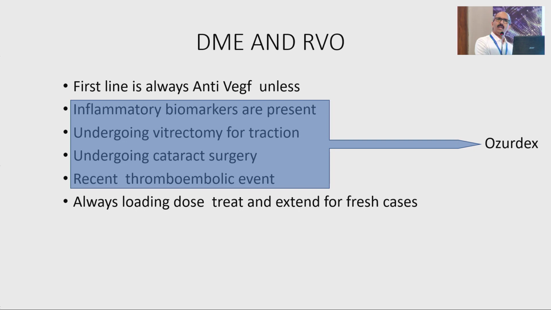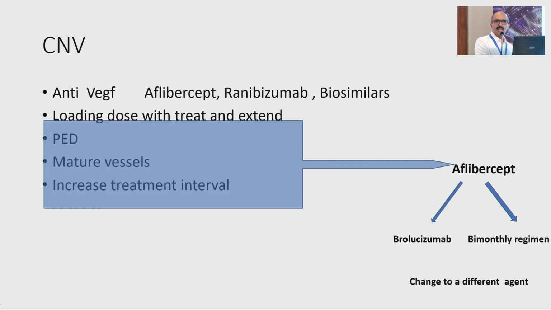For me, in DME and RVO, the first line is always anti-VEGF agents, unless there are inflammatory biomarkers, or the patient is undergoing vitrectomy or a cataract surgery along with an anti-VEGF, or has a very recent thromboembolic event. I might think of a dexamethasone implant or even triamcinolone. Nowadays, I use less and less of triamcinolone because the propensity of glaucoma is more with that. And I always do a loading dose followed by treat and extend for fresh cases.